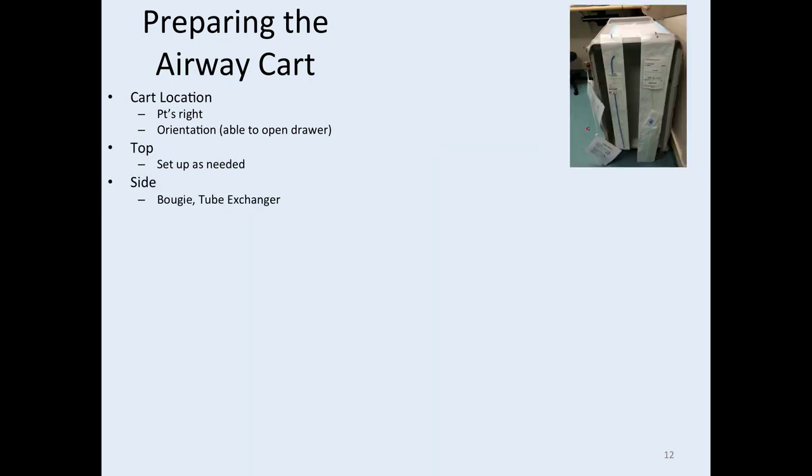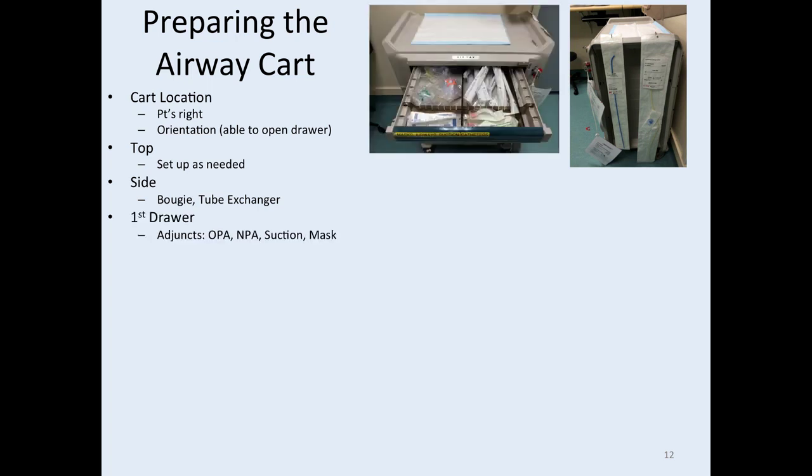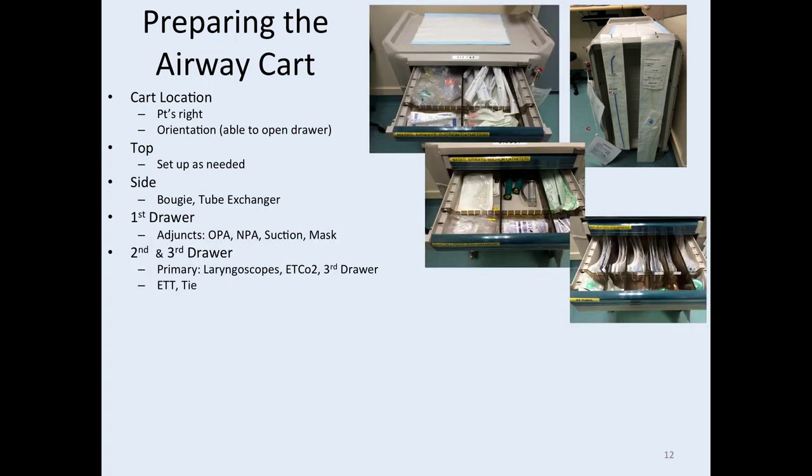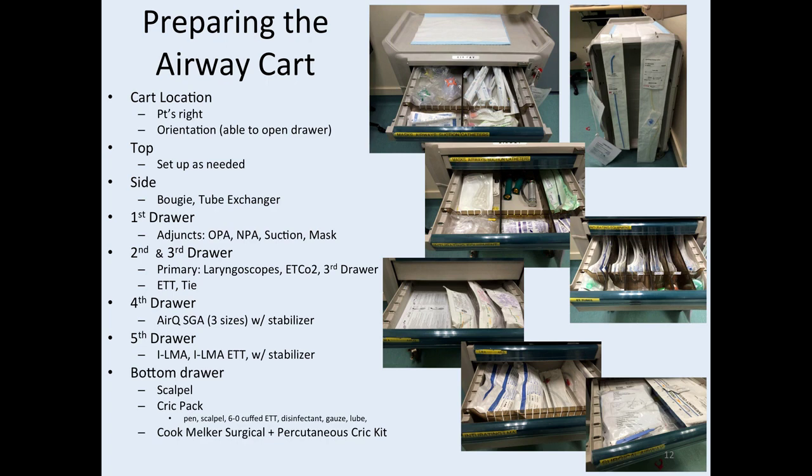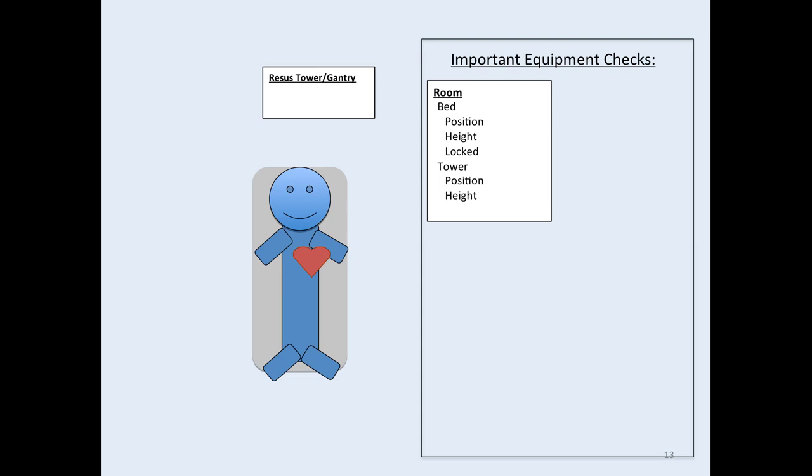The top you'll set up, as we'll talk about in another lecture. In our place, the bougies are on the side of the cart. Our basic airway adjuncts are in the top drawer. Our intubation gear is in the second and third drawers. Our laryngeal mask airways and supraglottic airways are in the fourth and fifth. And our surgical airways are in the bottom drawer. This general organization is common in many other hospitals.